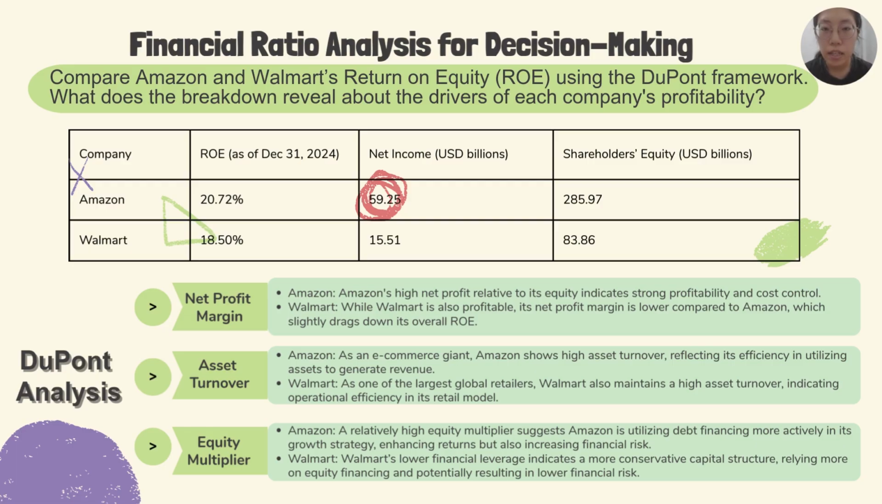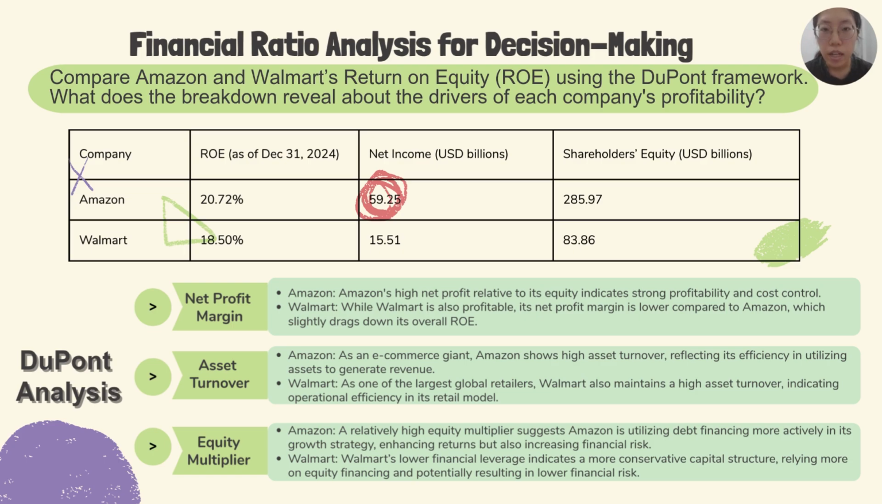For Amazon, as a leading e-commerce platform, Amazon efficiently uses its assets to generate revenue, reflected in a high asset turnover. Walmart also performs well here. Its scale and operational strength as a global retailer supports strong asset turnover. The third is equity multiplier.